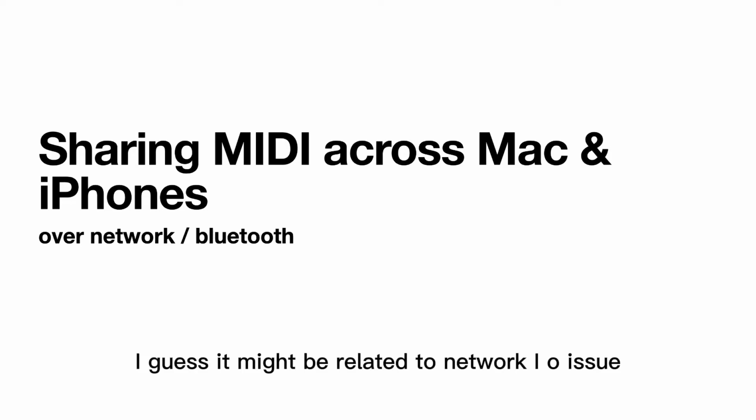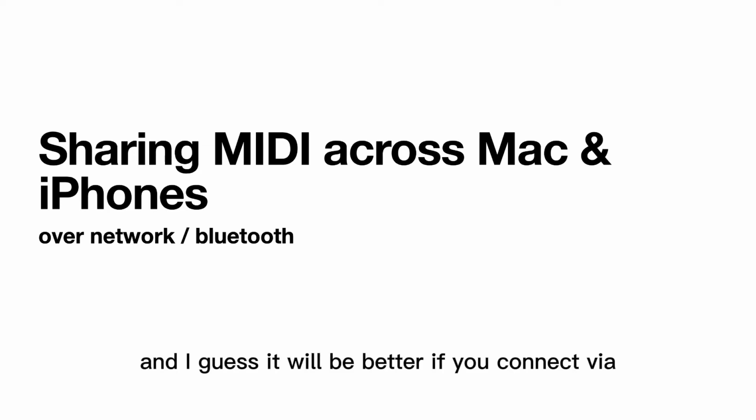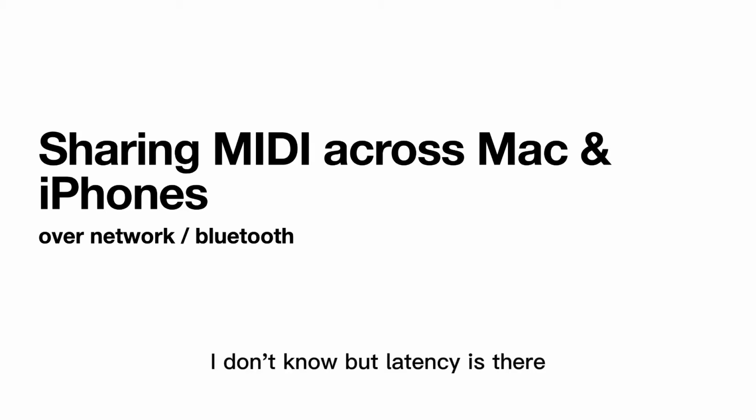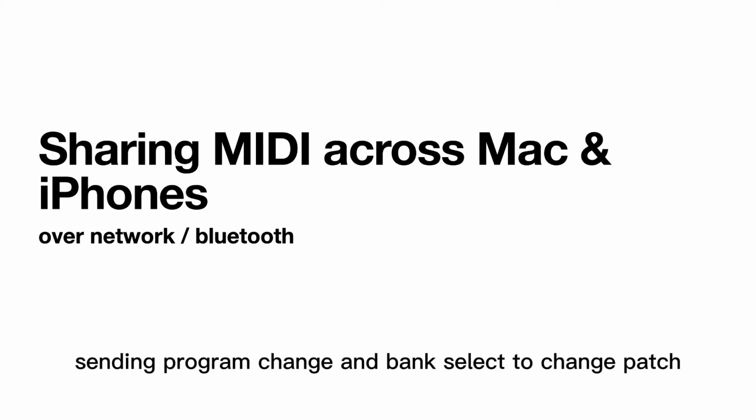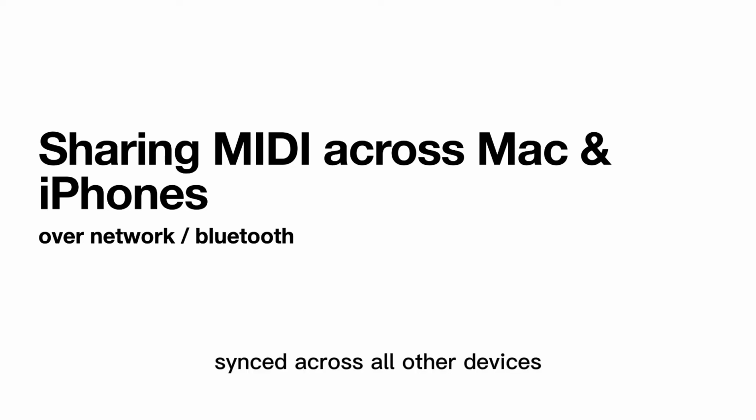I guess it might be related to network I/O issues because I am connecting the two computers via a Wi-Fi router, and I guess it will be better if you connect via Ethernet cable or point-to-point connection. I don't know, but latency is there, so it might not be very usable if you wanna play live. But it's still a quite good way to share control message information between computers and gears. For instance, sending program change and bank select to change patch. The patch change is initiated on one device and synced across all other devices.